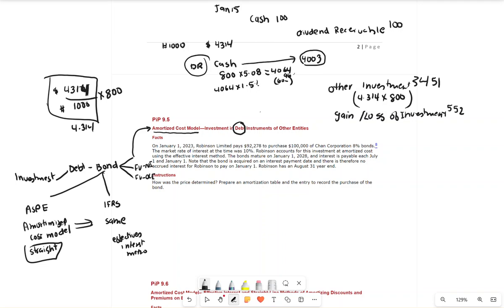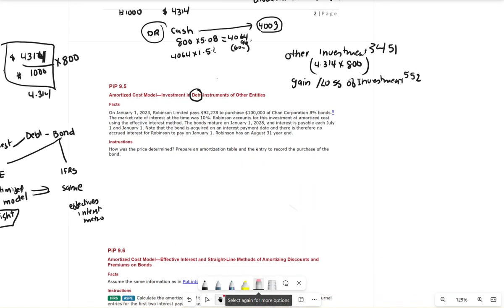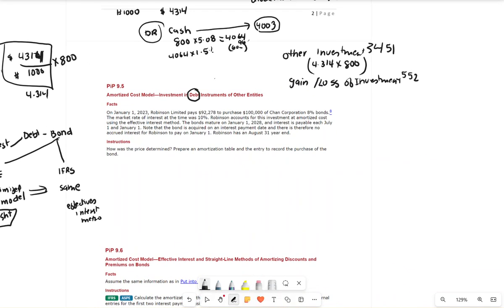When you have an investment in the bond, let's do the first one, and then we go further with this. In this case, we have to read the question. How was the price determined? Prepare an amortization table and the entry to record the purchase of the bond. They're only asking for the purchase of the bond.